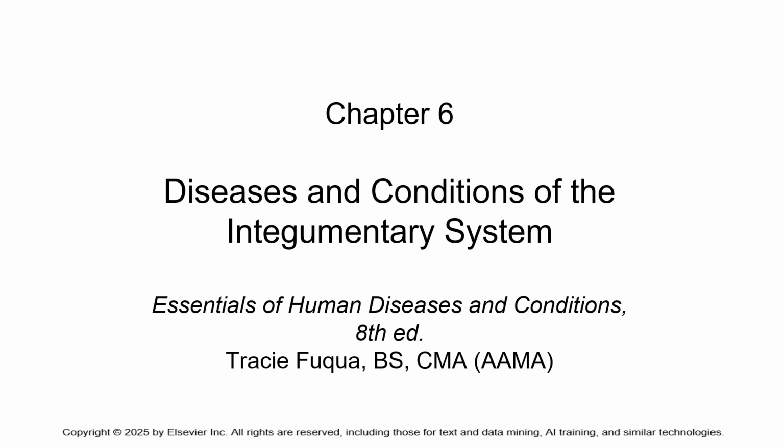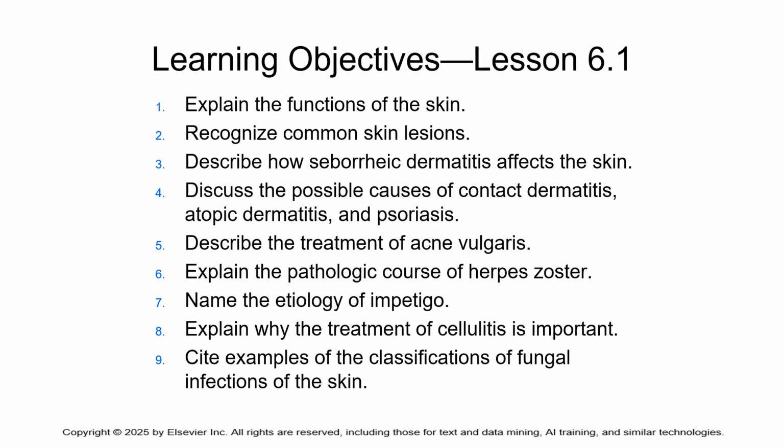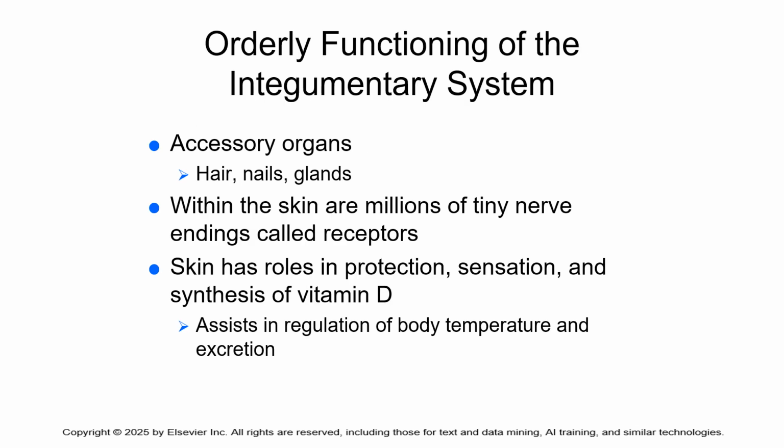This chapter covers integumentary or skin diseases and disorders. The skin includes hair, nails, and glands with a huge number of nerve ending receptors. The function of the system is to protect, to give us sensation, and in the synthesis of vitamin D from the sun. It also helps us to keep our body temperature regulated to a normal and functional level.